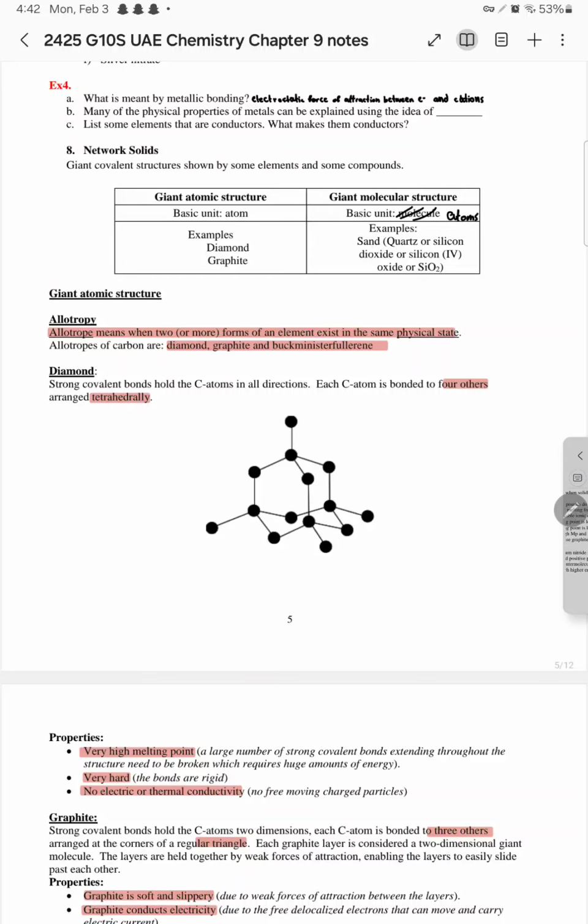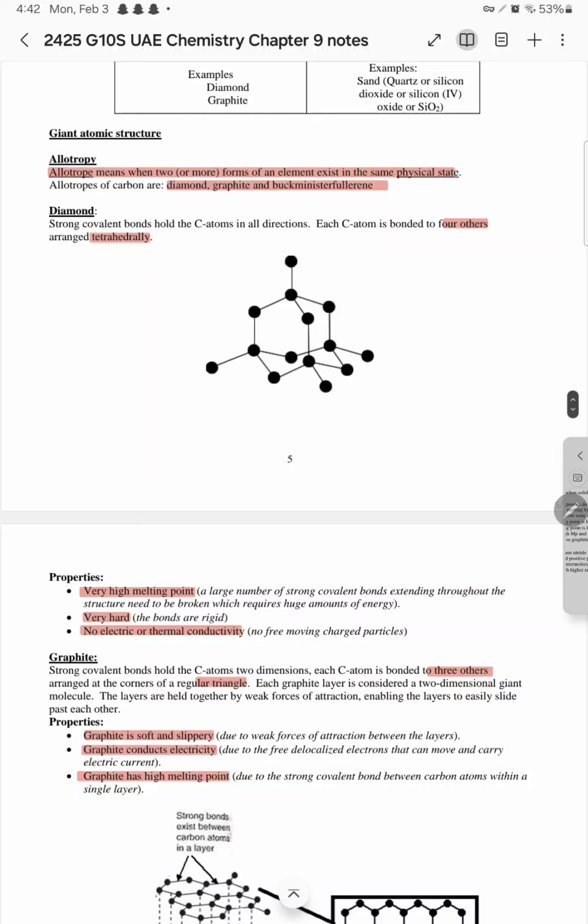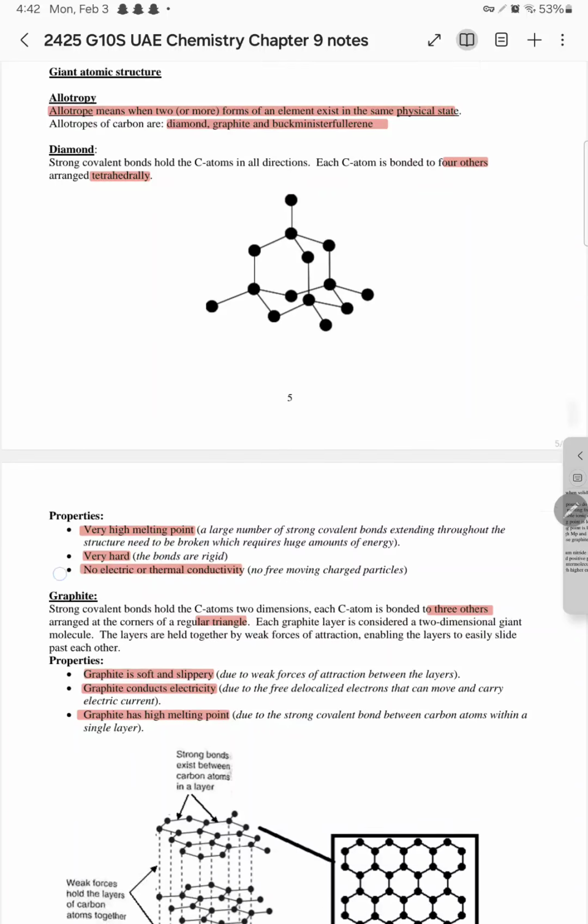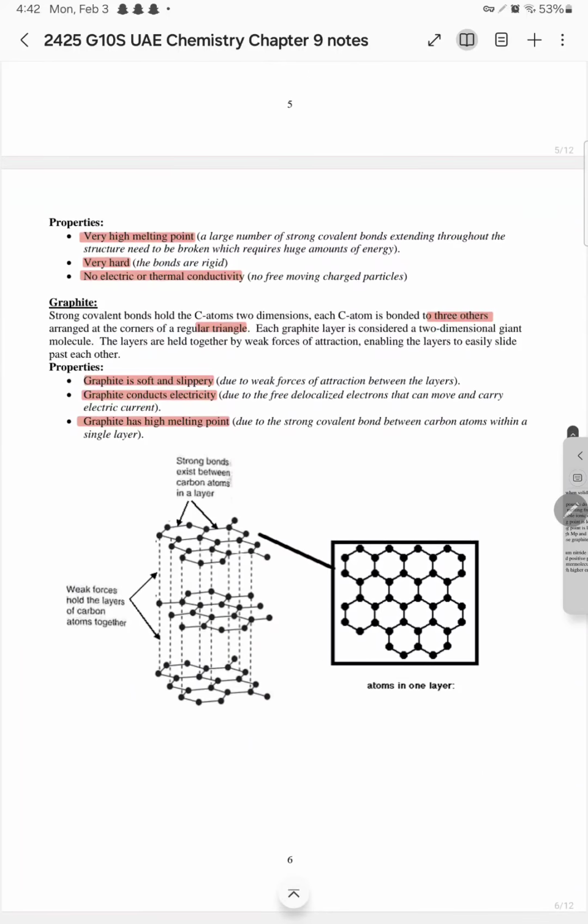Now for carbon, it's diamond, graphite, and Buckminsterfullerene. Yeah, however the hell you pronounce it. So diamond, it's held by 4 other bonds. It makes 4 bonds with each other tetrahedrally. You need to memorize how their structures are. So it has very high melting point, very hard, not an electric conductor or thermal conductor.